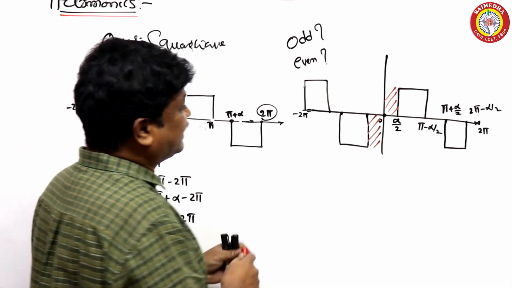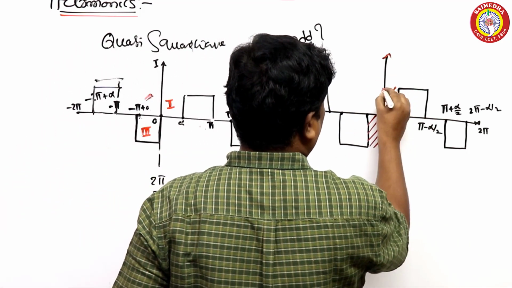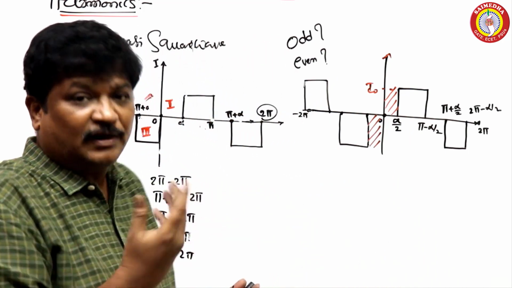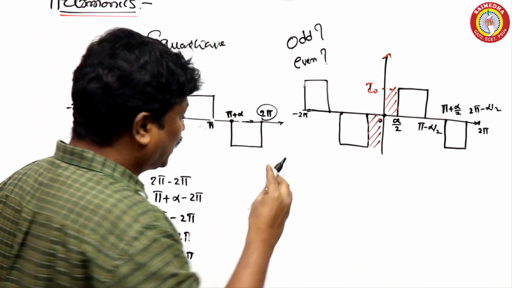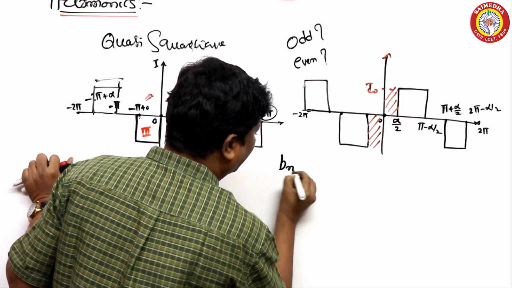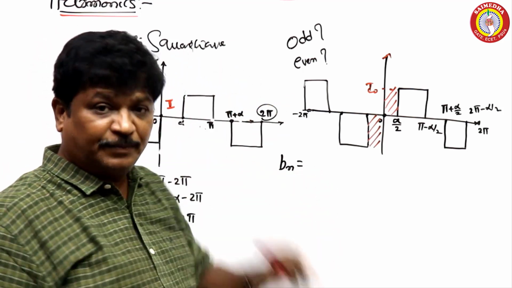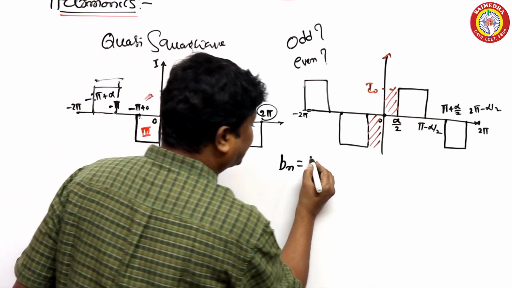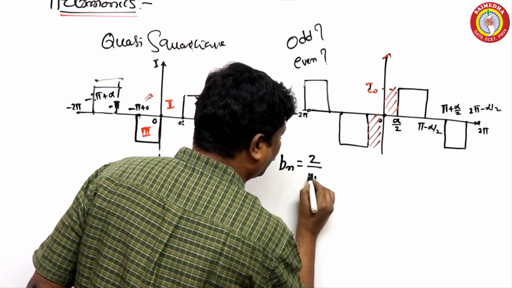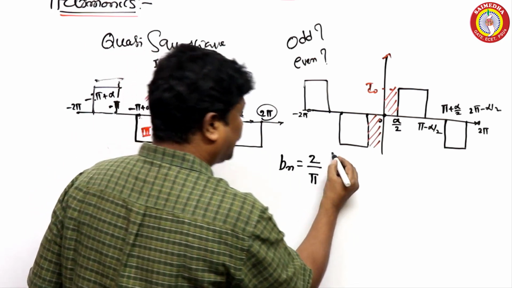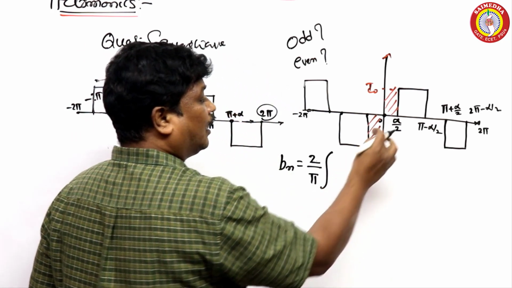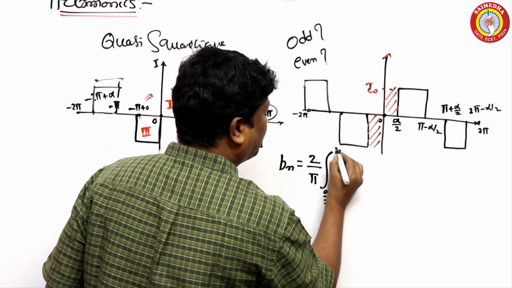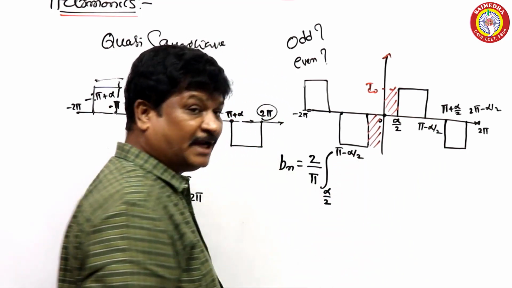Then your current is this one. This is your current I0. Sir, how do we get the output expression for this one? You want to calculate Bn. So Bn is equal to, it is also half wave symmetry. This becomes a half wave symmetry. So for half wave symmetry, I can write as I told you earlier: 2 by pi integral from alpha by 2 to pi minus alpha by 2 is the period.